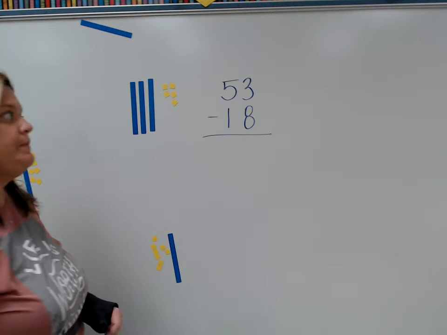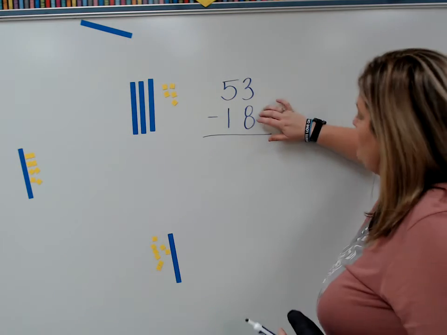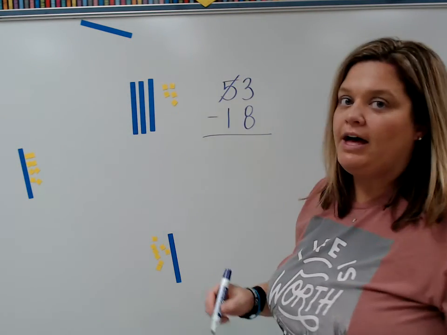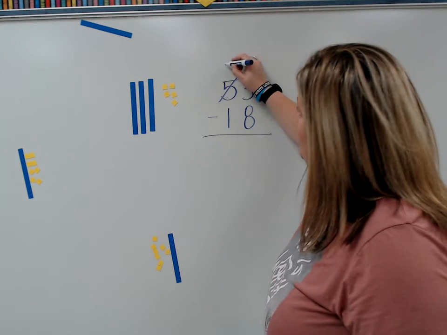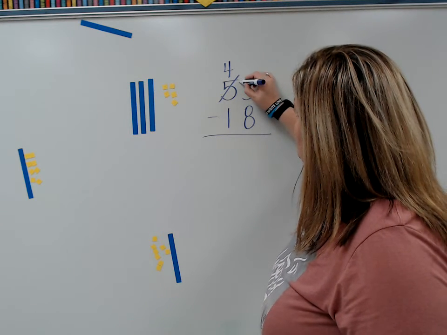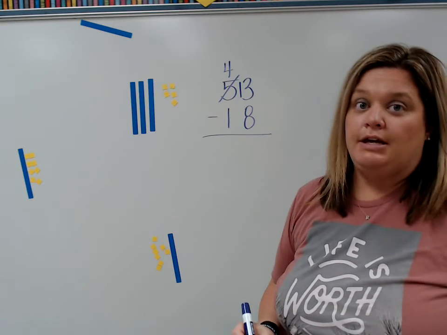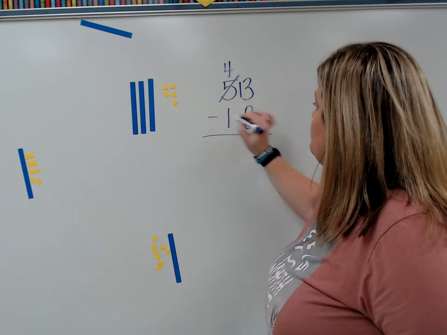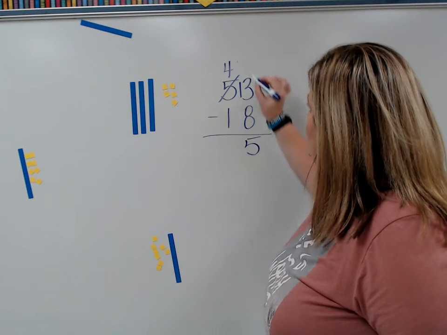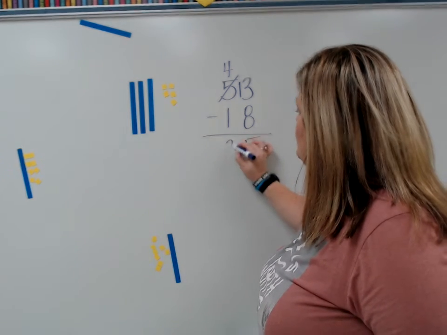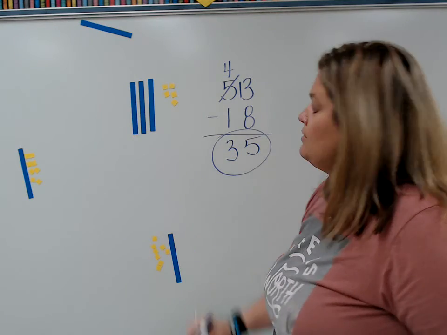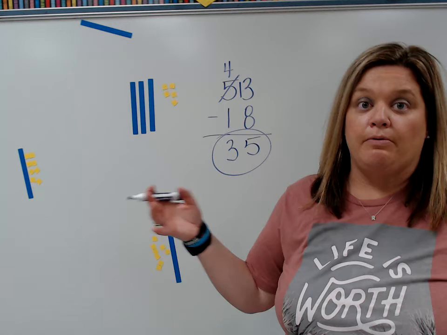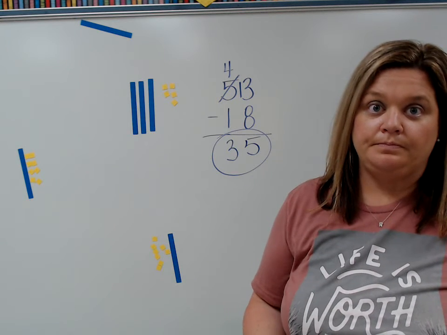So let's see if that's right. So I have 3 minus 8. I can't do that, so I have to borrow from the 5, just like I did over there. Make that a 4, and this turns into 13. Now, 13 minus 8 is 5. 4 minus 1 is 3. That's all it is. You're borrowing from your neighbor. You're breaking the number up.